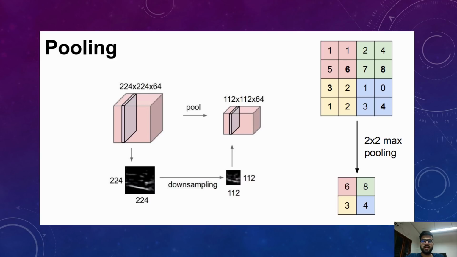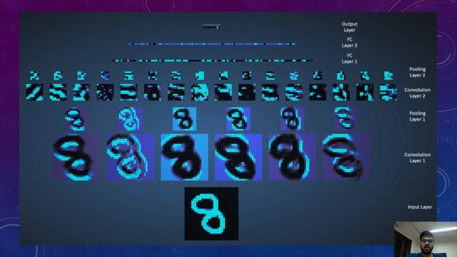So here we see that 6, 8, 3 and 4 come out of the red, green, yellow and blue blocks respectively. So these are the maximum values. In average pooling, we would just take the average of all these values and put them in the output. So essentially we are reducing the size of the input so that in the output layers we can get better computational performance.